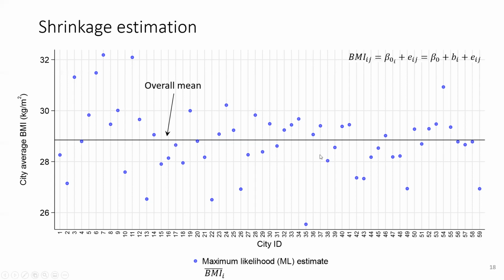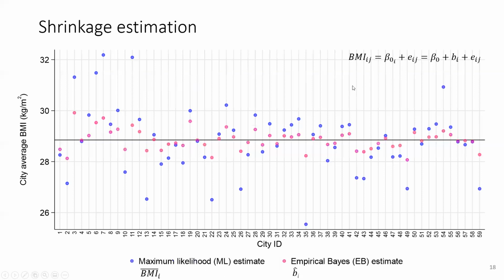And now we are going to fit this model, which is a mixed effect model. And we try to estimate beta naught i, which is a city mean, according to the mixed effect model. And the red dots show estimation using the mixed effect model. As I mentioned, this estimate is called the empirical Bayes estimate. Again, in other words, the estimate given by the mixed effect model.